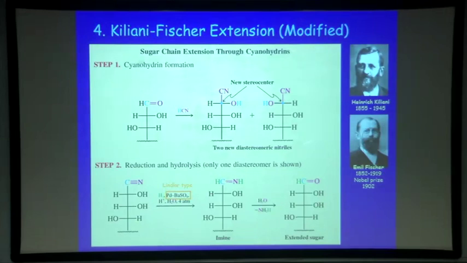And typically, actually it depends, you can separate the two diastereomers either at this stage or at the final stage where you get the two different sugars, if you want to isolate the two different sugars and do whatever you need to do with them.